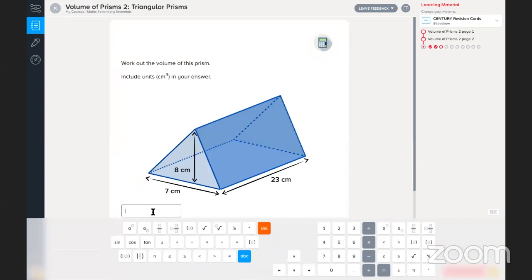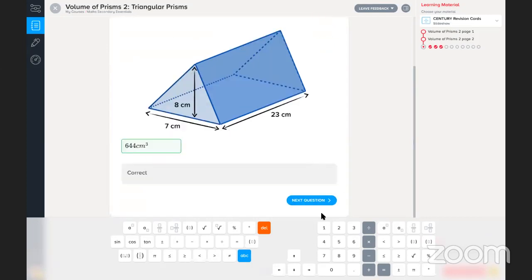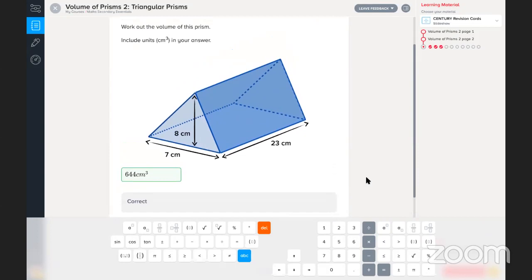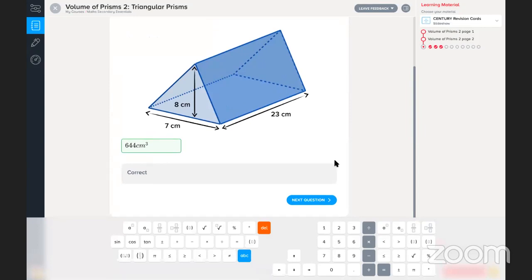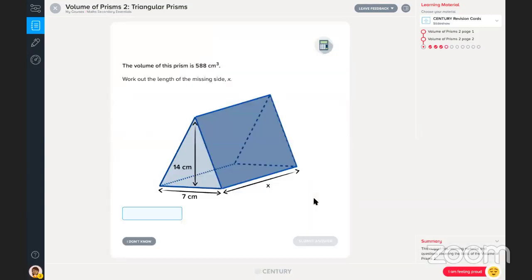Okay, let's see. Did you get the answer 644 centimeters cubed? Now you should have done 7 times 8, which is 56, divided by 2, which is 28, and then 28 times 23. So we're doing well so far on these questions.